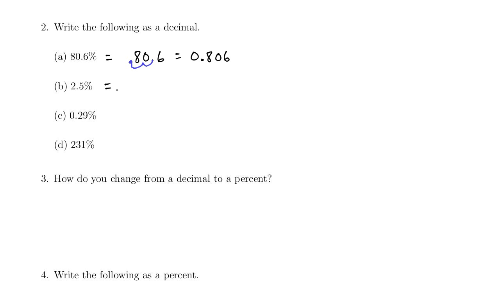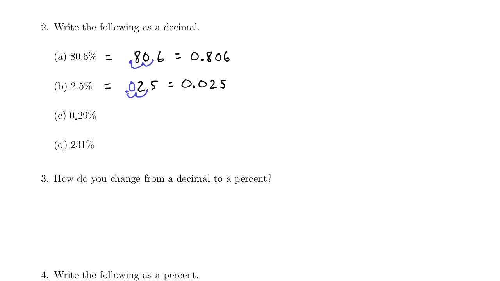All right, part B, we've got 2.5%. So first we're going to drop the percent symbol to 2.5. And I'm going to move the decimal two places to the left. So 1, 2. My new decimal is going to be right there. And if you don't have any numbers, just fill in with zeros. So our new decimal is going to be 0.025.